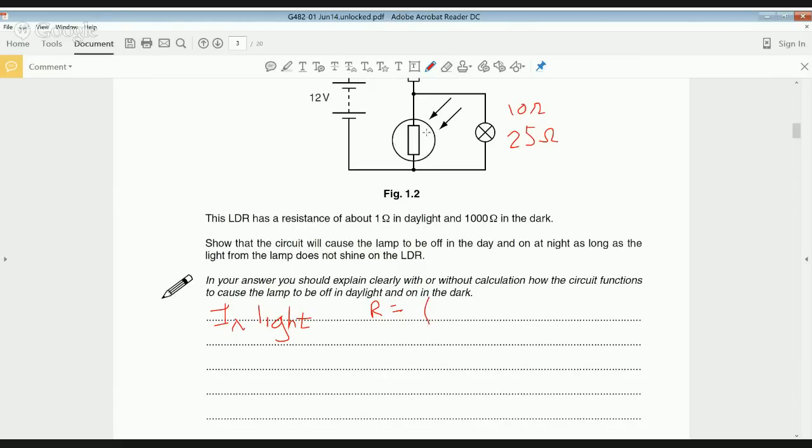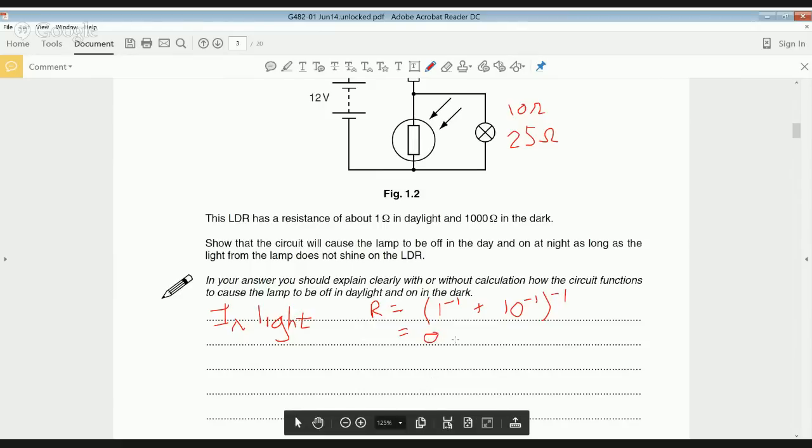let's look first at our LDR here. We know that in the daylight it has a resistance of about 1 ohm, so 1 to the power of minus 1, plus, we said here we'd use 10 as our resistance when the lamp's switched off, 10 to the minus 1, close the bracket, and then take the reciprocal of all of that, take that to the minus 1, and that gives us a resistance for this combination of the two components here of 0.91 ohms.